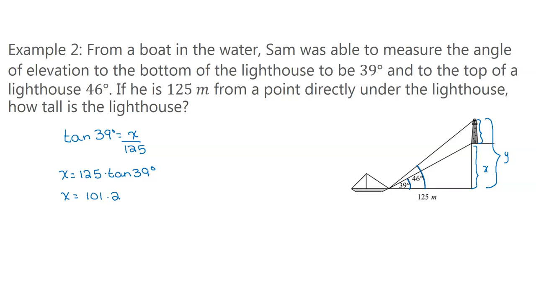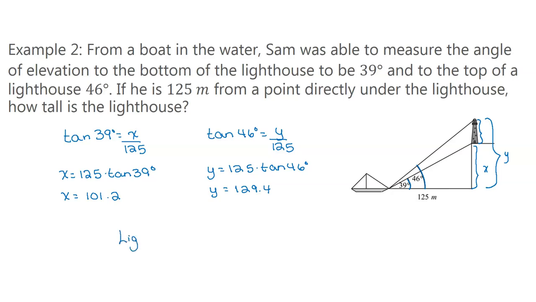Now I'm going to do a similar setup to find y. Again, I have to use tan. Tan 46 equals opposite over adjacent. So this time I'm going to multiply 125 by tan 46. And now I get a value of 129.4.